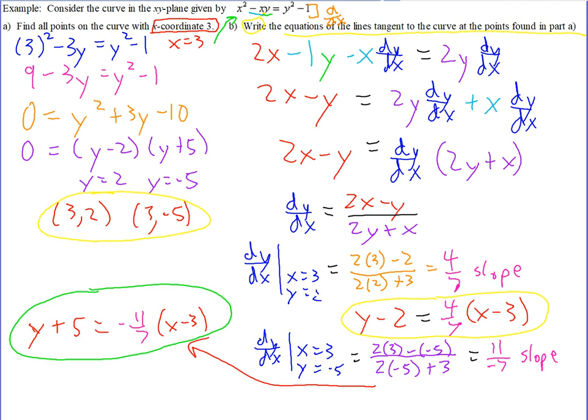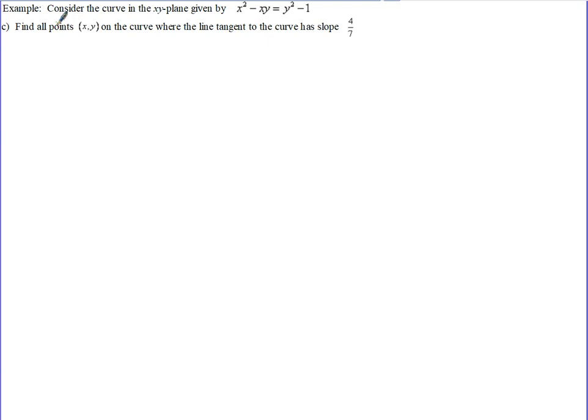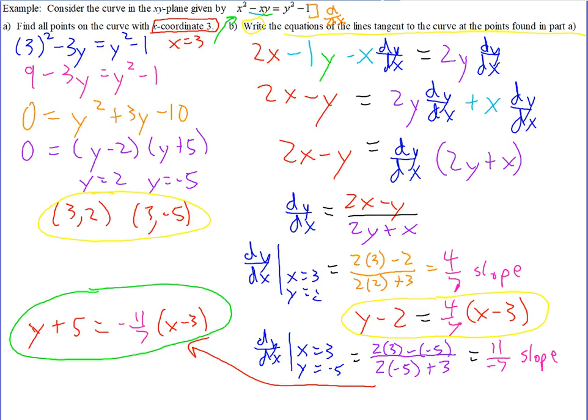Let's take a look at the next one here. So this one says find all the points x, y on the curve where the line tangent to the curve has a slope of 4/7. We have the same curve as we had on the last part, so this is part C to this one. Notice 4/7 should sound familiar because we got that at the point 3, 2. So we know 3, 2 should be one of our answers, but we don't know if that's the only point that works. It might be, it might not be. So let's make sure that's the only one, or find any others if there are any.